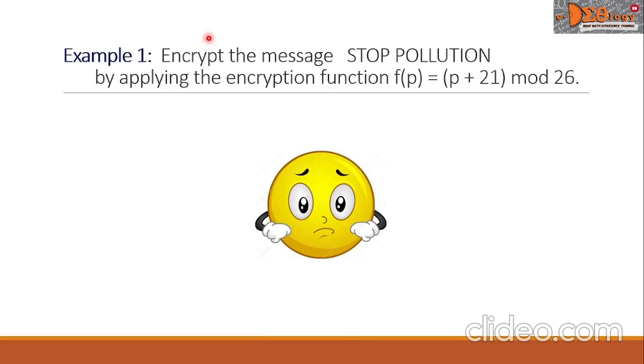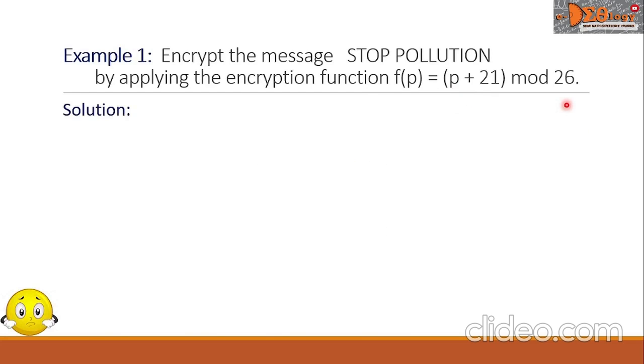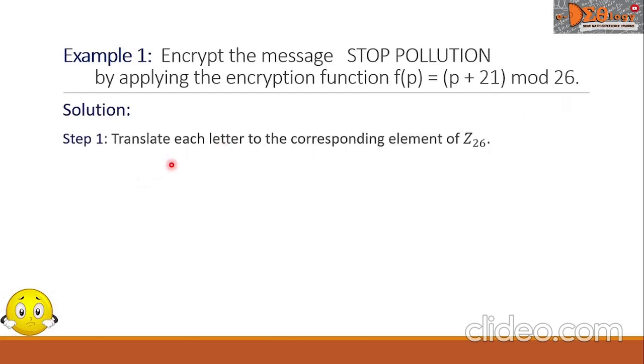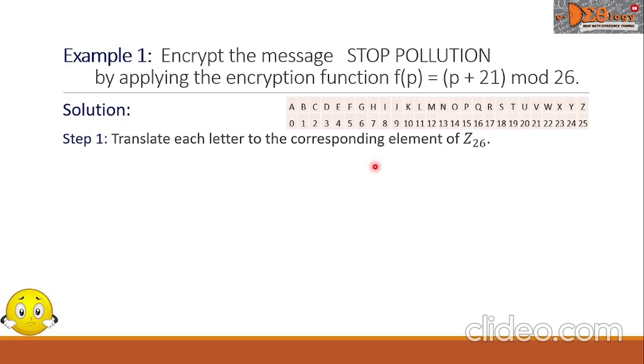Example 1. Encrypt the message "stop pollution" by applying the encryption function f(p) = (p + 21) mod 26. For step 1, we're going to translate each letter to the corresponding element of Z sub 26. Let us show our alphanumeric table.